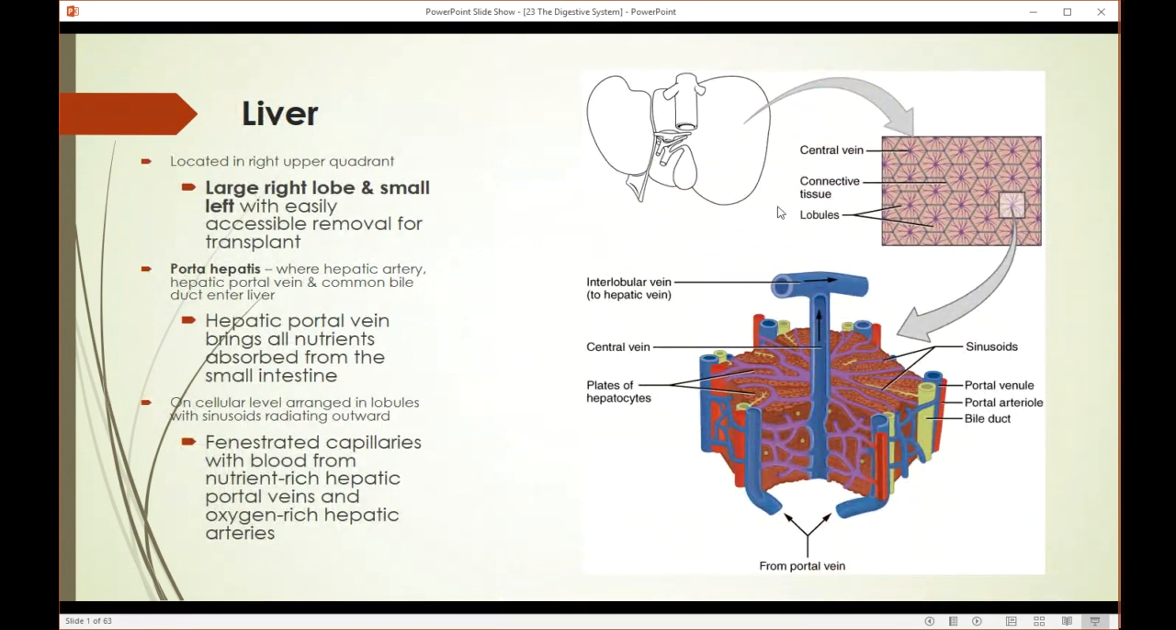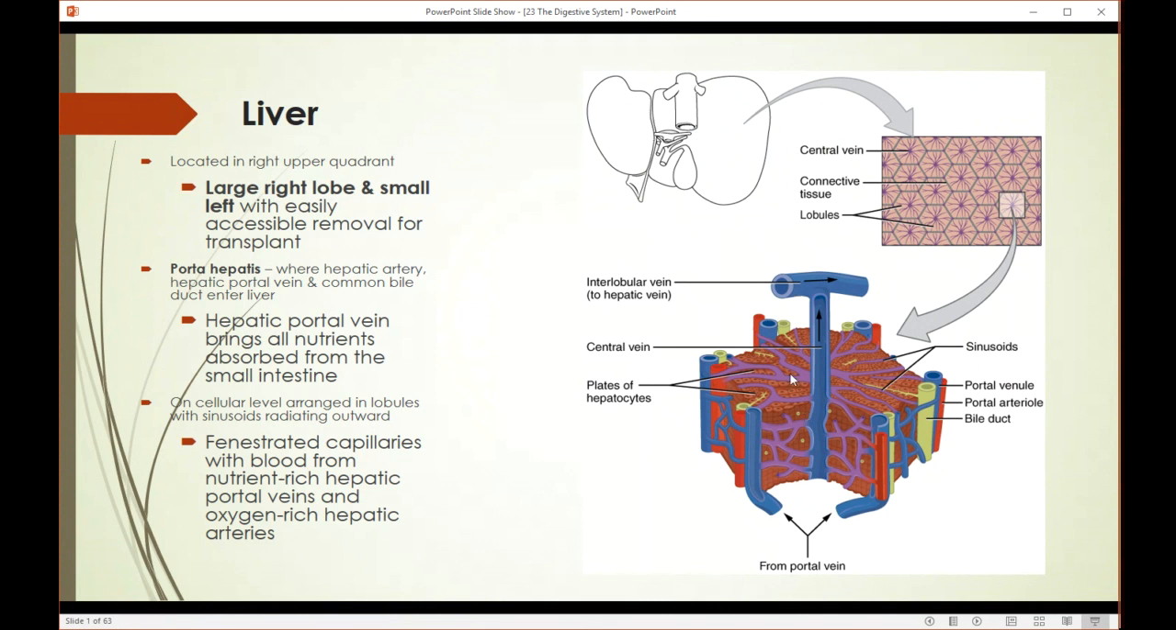So the liver is located up in the right upper quadrant of your abdomen. It has a large right lobe and a small left, and it's easily accessible for removal for transplant. We have the porta hepatis, and this is where the hepatic artery, the hepatic portal vein, and the common bile duct are going to enter into the liver.